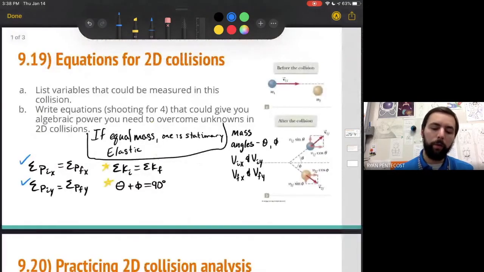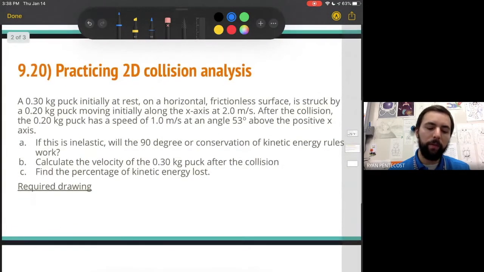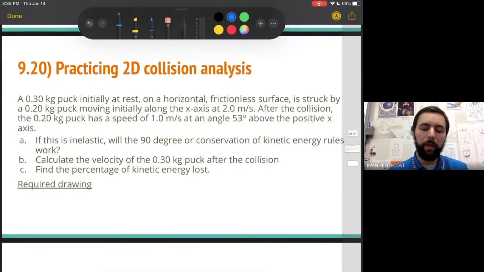All right, now we will apply that to a practice problem. So we have a 0.3 kilogram puck initially at rest on a horizontal frictionless surface, and it is struck by a 0.2 kilogram puck moving initially along the x-axis at 2 meters per second. After the collision, the 0.2 kilogram puck has a speed of 1 meter per second at an angle of 53 degrees above the positive x-axis. So let's draw this first before we do anything.